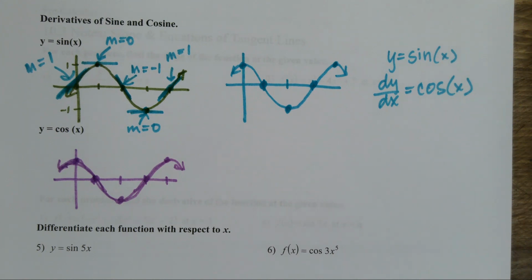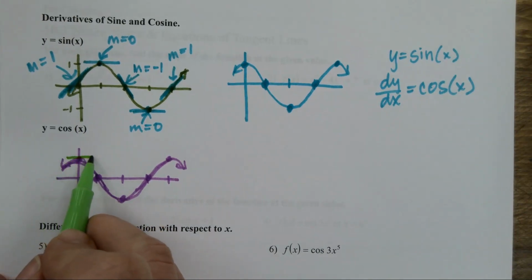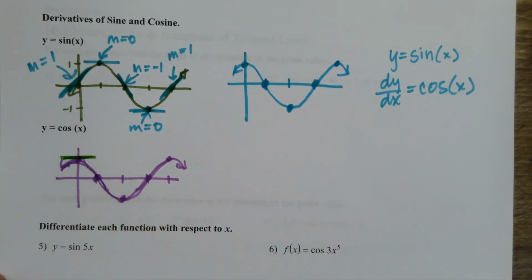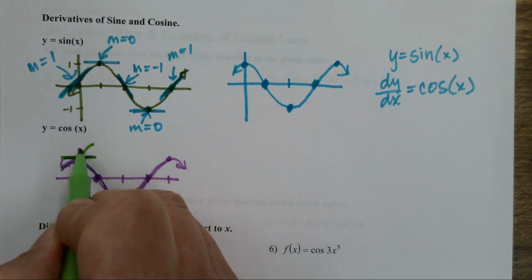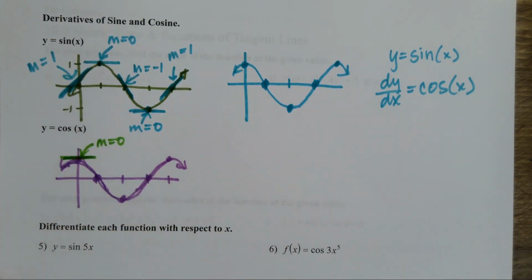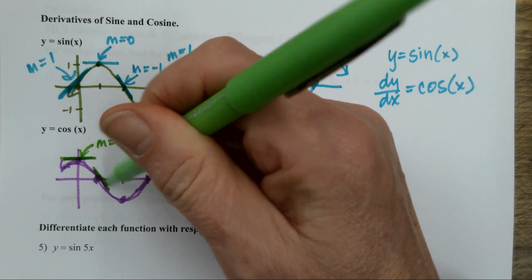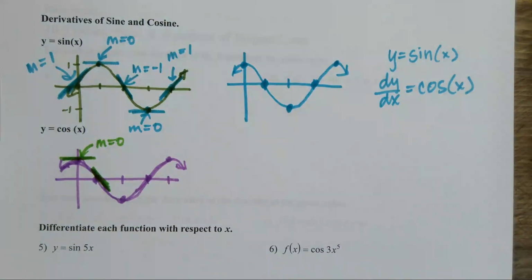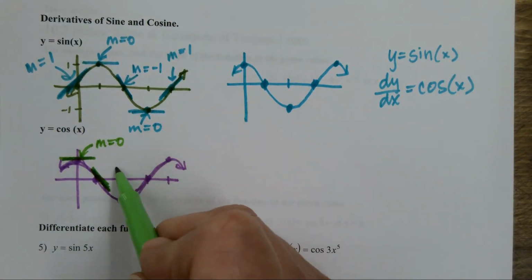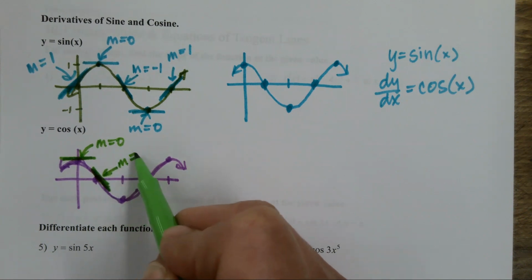And let's start taking key points and finding slopes. How about this top point? If I draw a tangent to that top point, what is my slope? 0. If I draw a tangent to this next point, remember it's a line that just touches that next point, what does it look like?